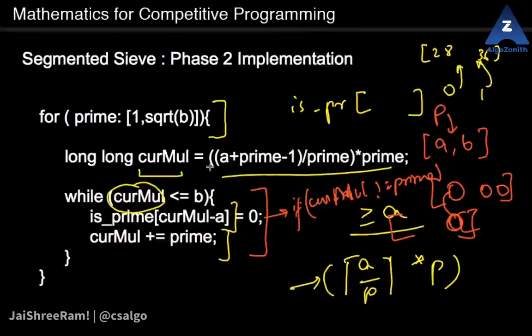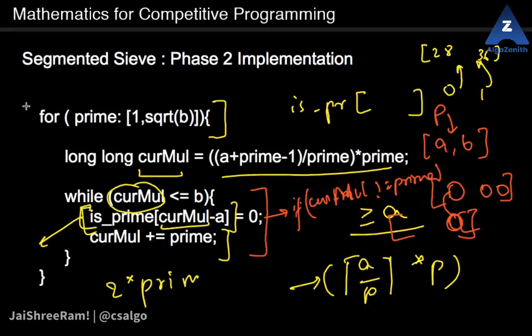One more check that you will need to put in the code is that you only make is prime equal to 0 if this current mul is not exactly equal to prime, okay. So using a prime, you don't strike off itself, right? You start from 2 into prime. So you will need to implement that particular check over here, that this current mul is not equal to prime.